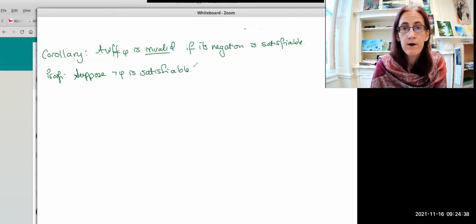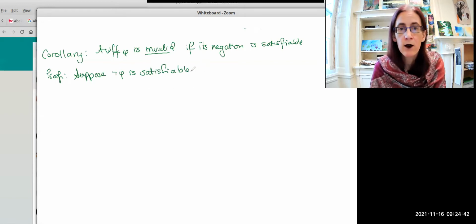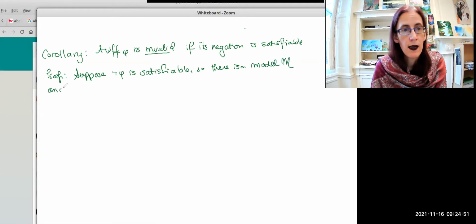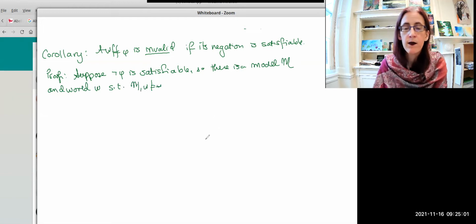What does this mean? Take a look at the definition of satisfiability and write it down. So that just means that there is a model M and world W such that not phi is true at W in this model.